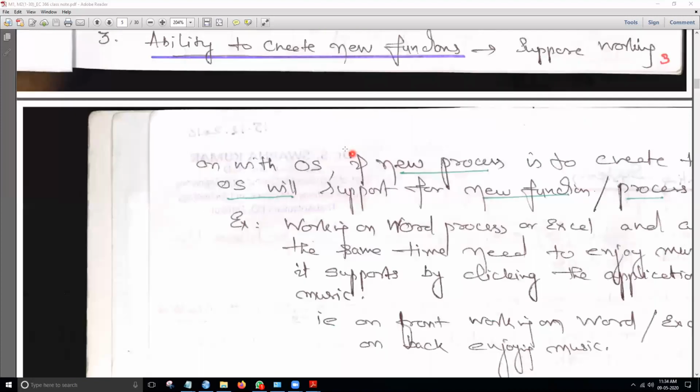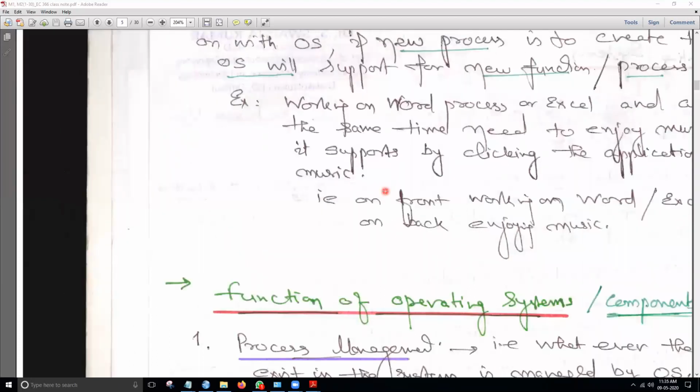It creates new functions. That means you are running one video or audio file, but the system does not support it. Then the system will try to convert it and run it. So those are nothing but like that.